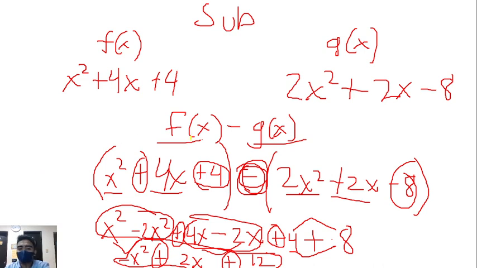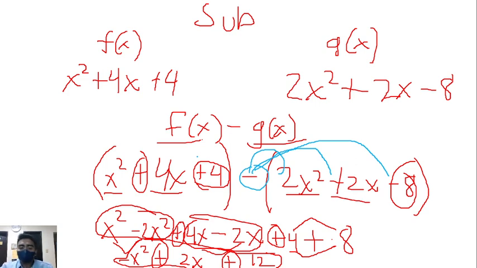From this highlighter, isn't it that you have subtraction a while ago? This is the subtraction, correct? So from that subtraction, you're going to distribute that operation to each term. Distribute this subtraction sign to your 2x squared, and distribute this subtraction to your 2x. Then you're going to distribute another one, this subtraction to your negative 8.